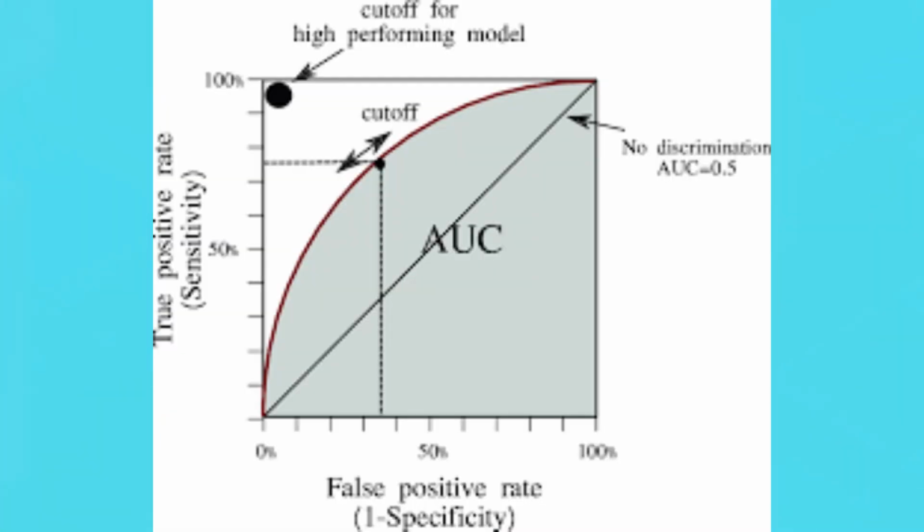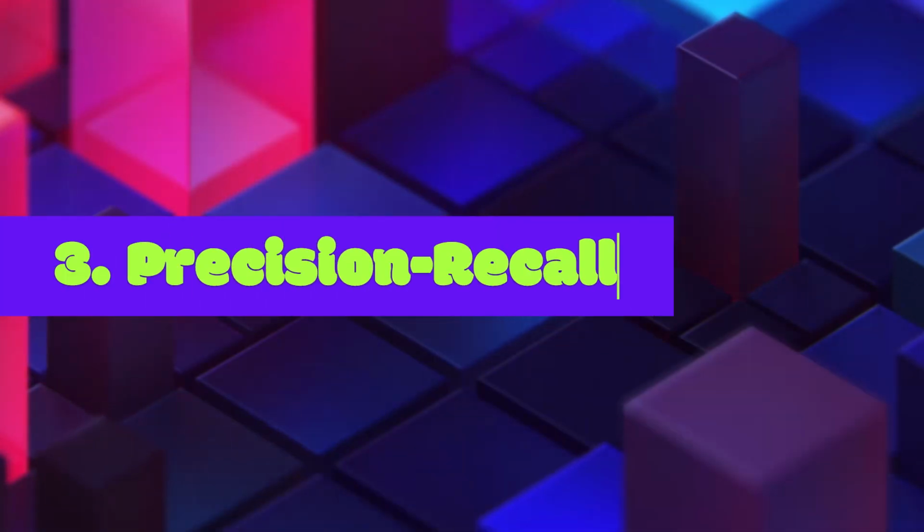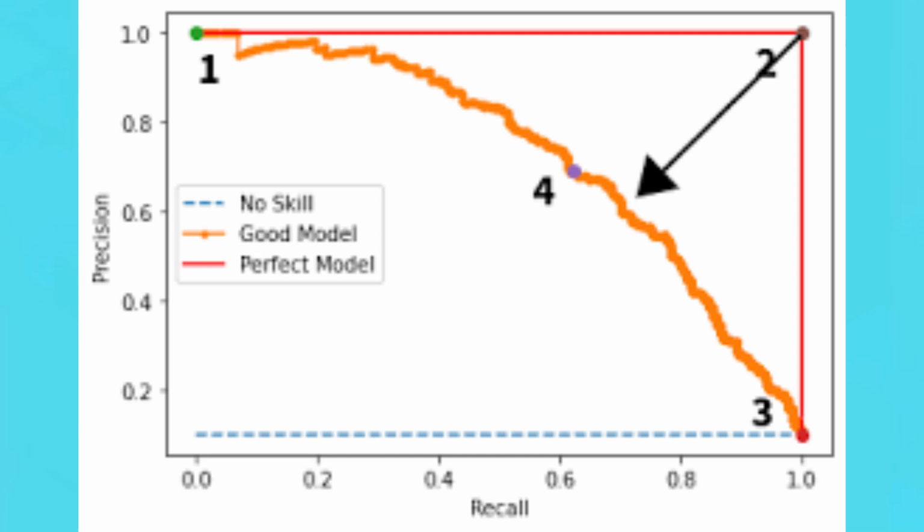The ROC curve plots the true positive rate (sensitivity) against the false positive rate (1 minus specificity) at different threshold values. The area under the ROC curve, that is the AUC, provides a measure of the model's ability to discriminate between classes. Number 3, precision recall curve. This plot is particularly used for imbalanced datasets, focusing on the trade-off between precision (positive predictive value) and recall (sensitivity).